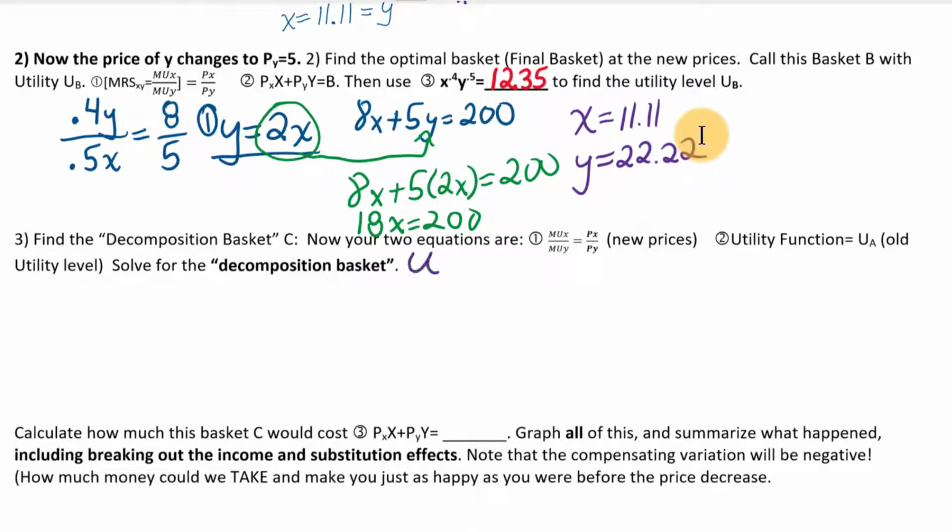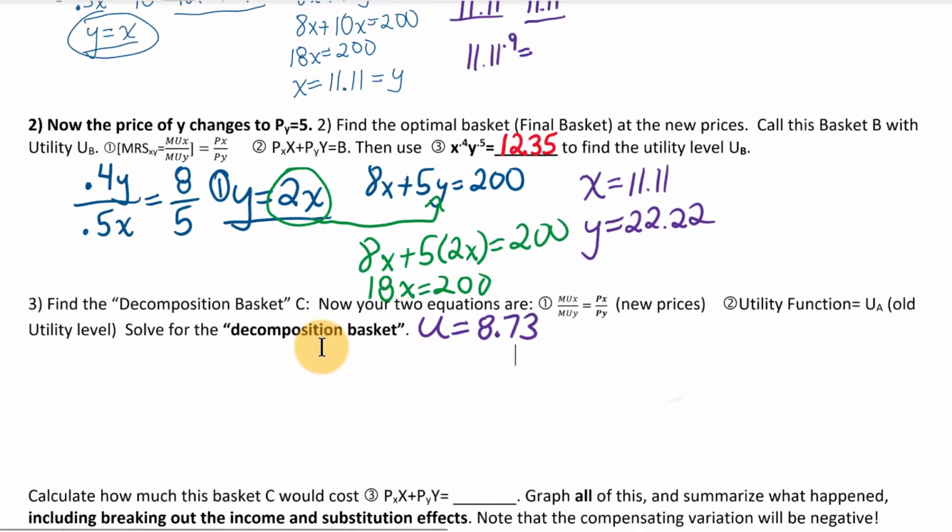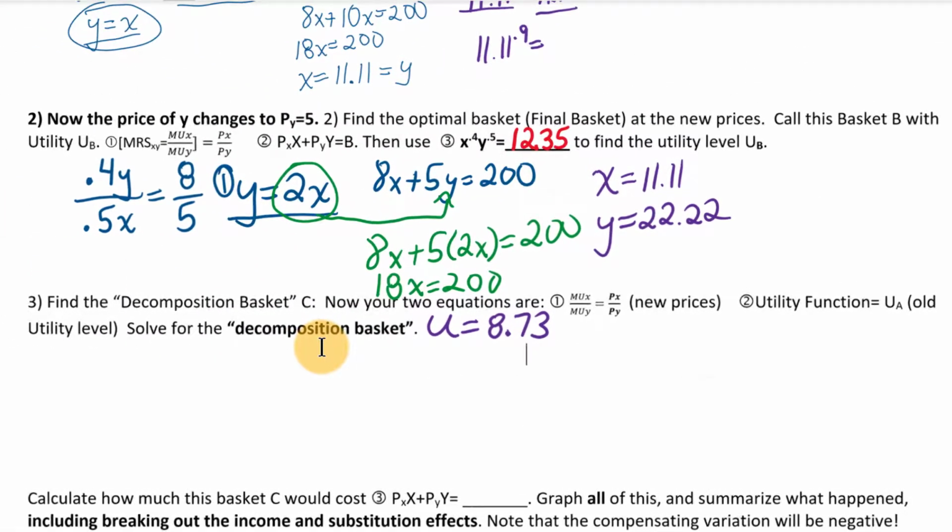So our utility level, 8.73. Our two equations are now going to be, equation number 1 is going to be the same kind of thing that we've used before. Second equation is going to guarantee that we get this 8.73 utility level with however much x and y we decide to buy this person. So let's write these down explicitly.